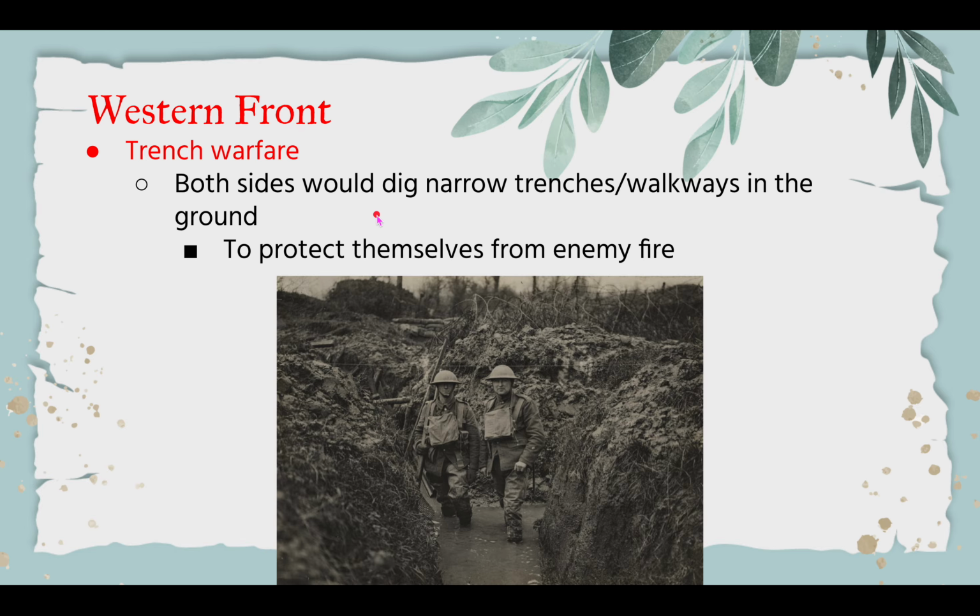Then we have trench warfare. Trench warfare is where both sides would dig narrow trenches, or walkways, in the ground. It was to protect themselves from enemy fire.